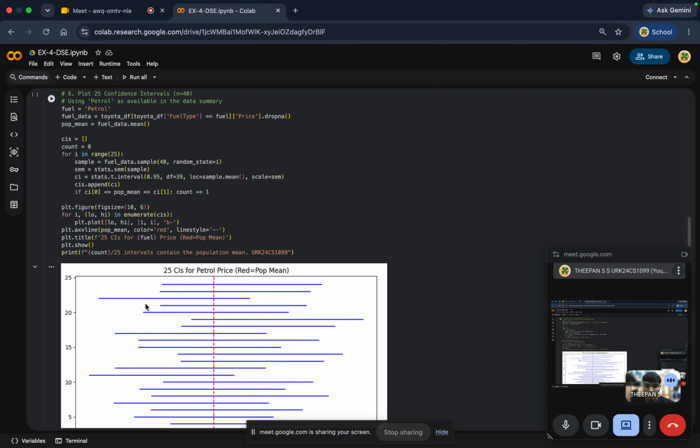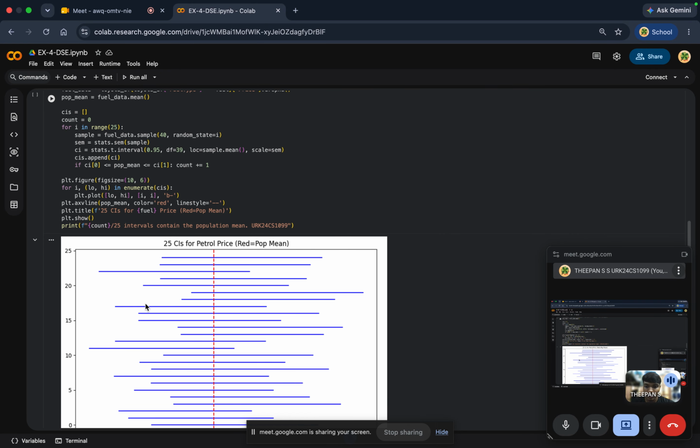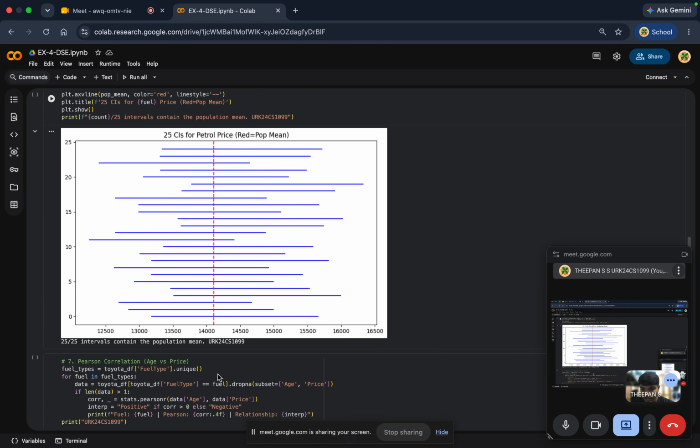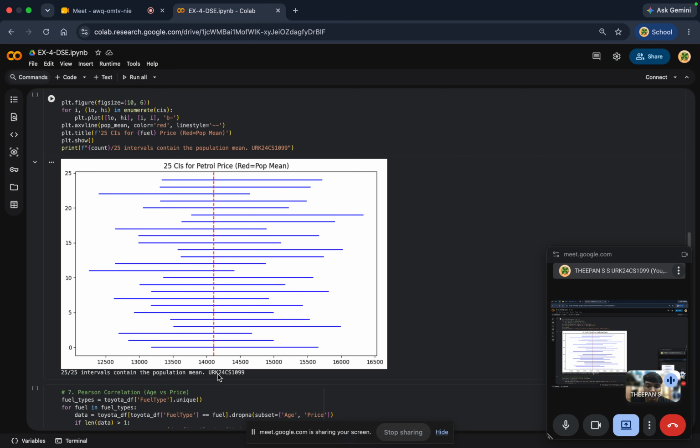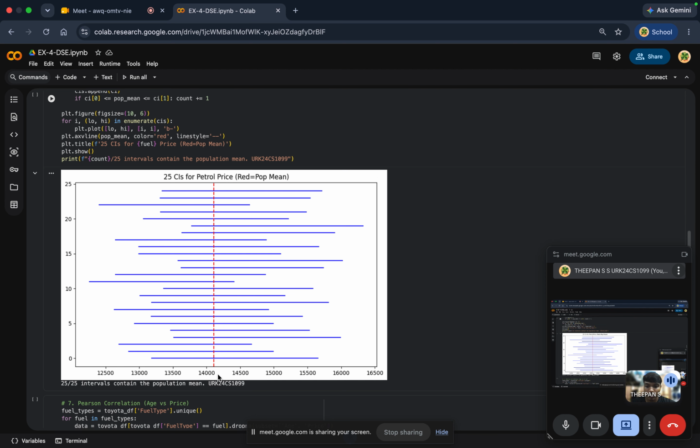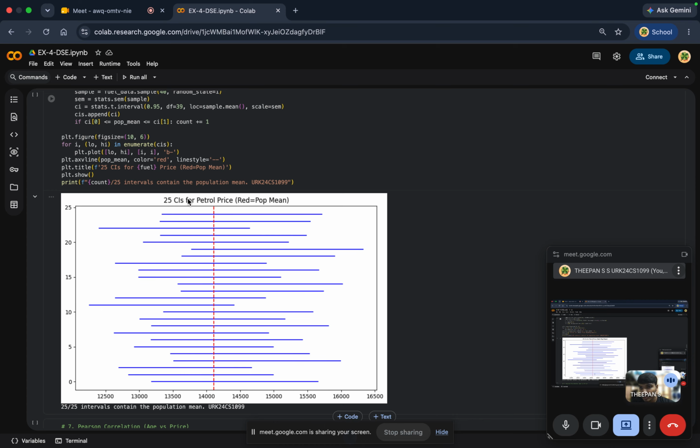The plot shows the true population mean as a vertical dashed red line. You can see the vertical red line, and you can see the blue lines. By plotting the 25 independent intervals, we show that approximately 95% capture the mean. In our run, 25 out of 25 of the intervals captured the true population mean, the red line. We can see it here.